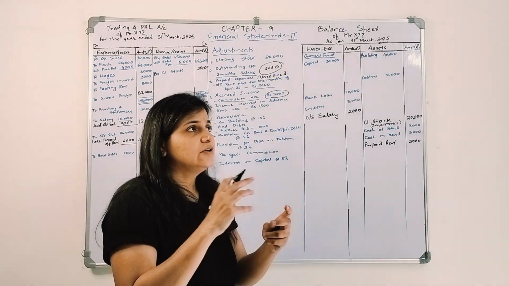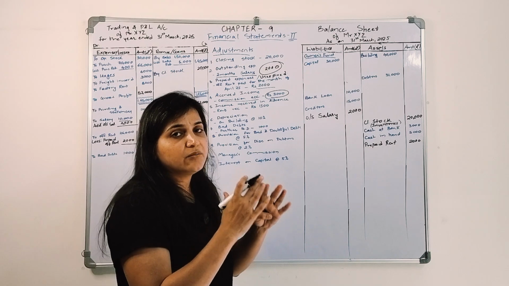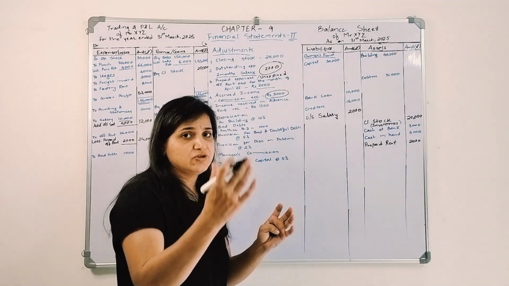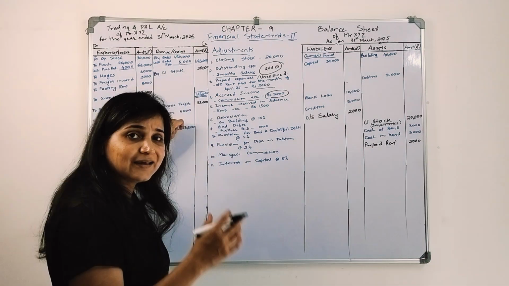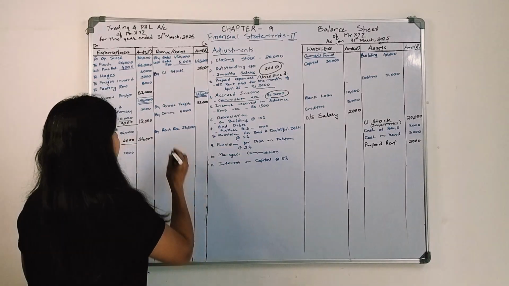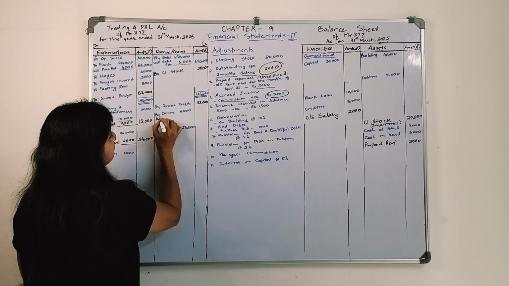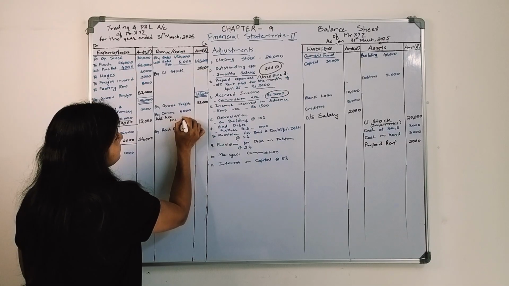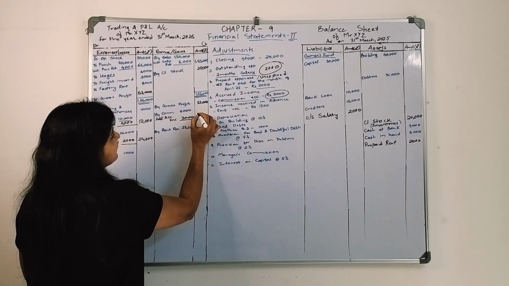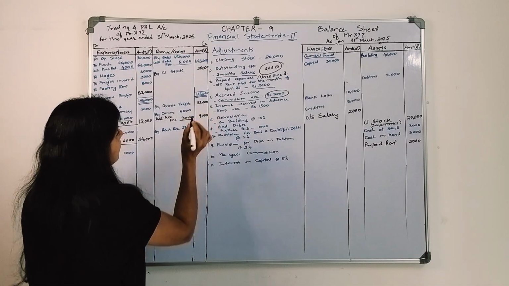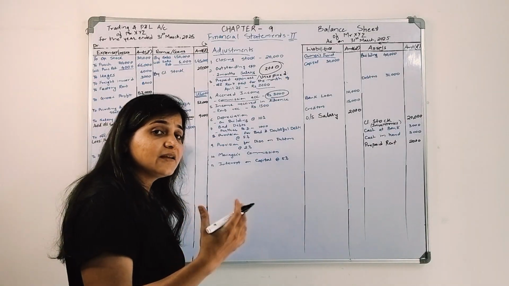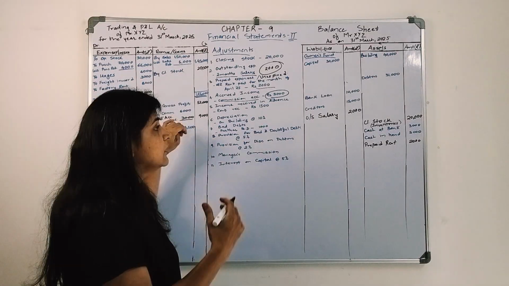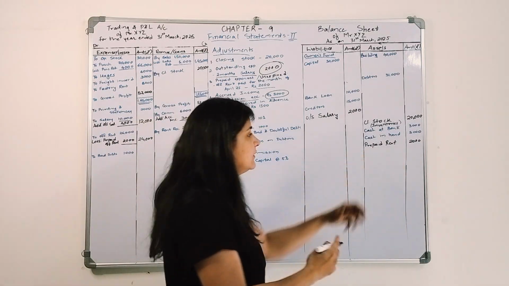What is the journal entry? Accrued commission account debit to commission account. Commission is our income. We will increase our income. So add accrued income 3,000. We are still yet to receive this amount, so where are we going to show it? On the asset side.